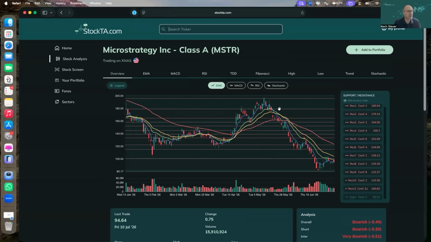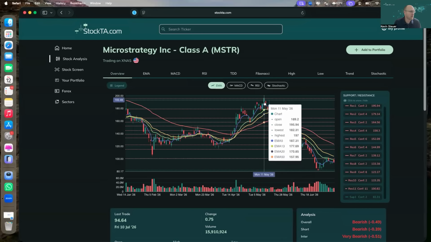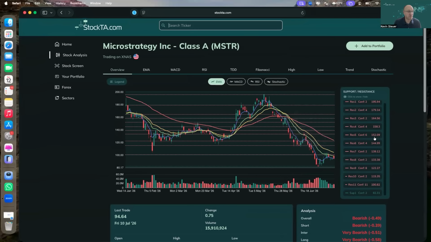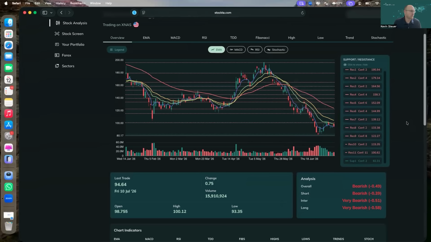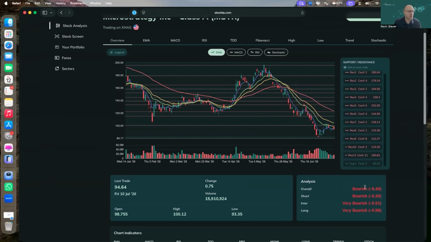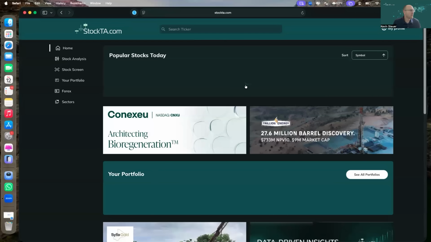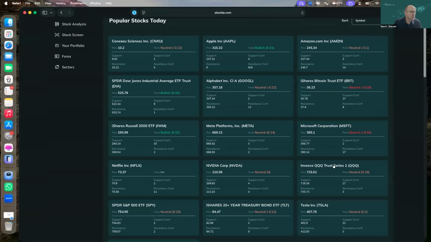So if you see this one has gone down a lot, this was a $200 stock in early May. It's now under $100, so 50% in less than 3 months. So that's been very bearish or bearish overall. Let's go back and find one that's a little better looking.